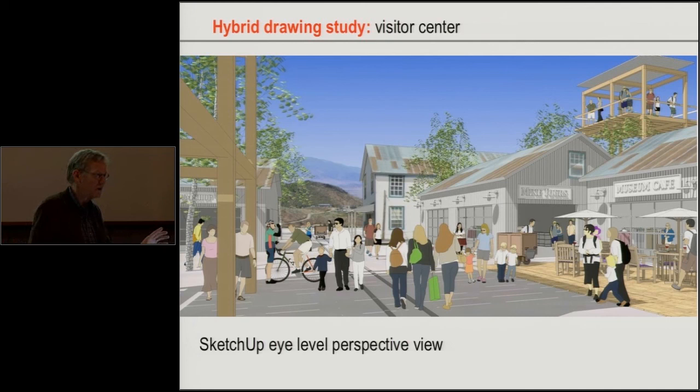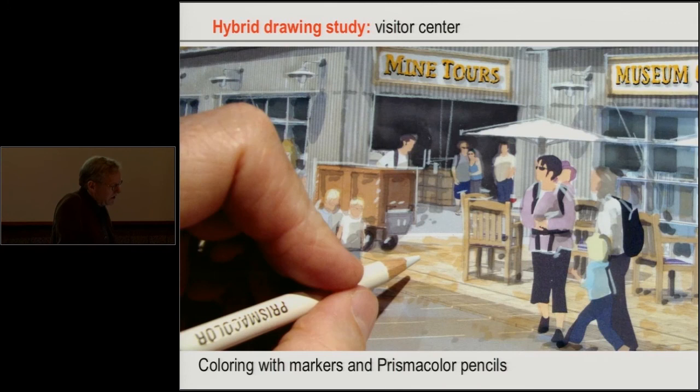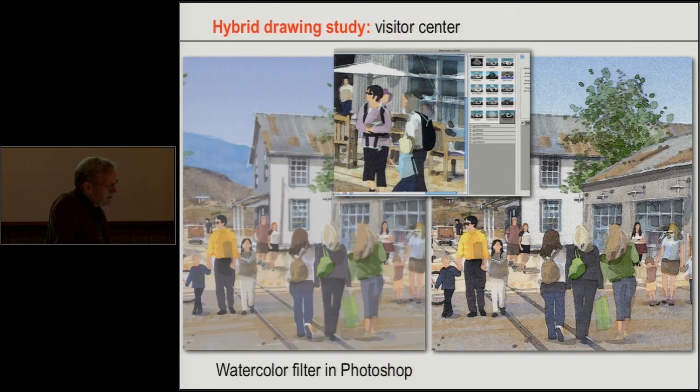And from here, I went into the watercolor processes, the digital watercolor process. I lightened up the image, printed it, colored it in with marker and colored pencil, and then scanned it and applied that watercolor filter. So there's the original artwork on the left, and the watercolor filter on the right, and that's the final product. Digital watercolor.